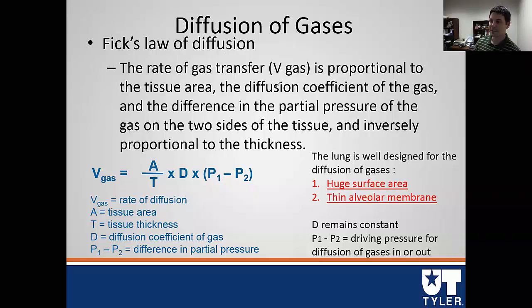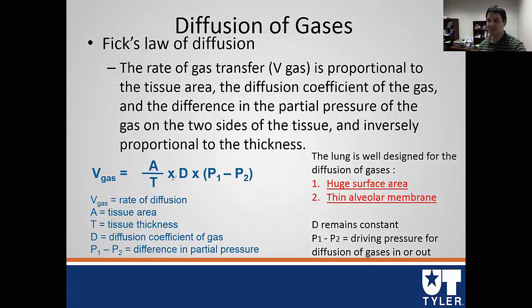So Fick's law says that the rate of gas transfer, or the V for gas, is proportional to the tissue area, the diffusion coefficient of the gas, and the difference in the partial pressure of the gas on the two sides of the tissue, and inversely proportional to the thickness, right? So ultimately what we have is this extremely complicated equation. I'll say this, you don't need to know this equation, which I'm sure is a relief for you.